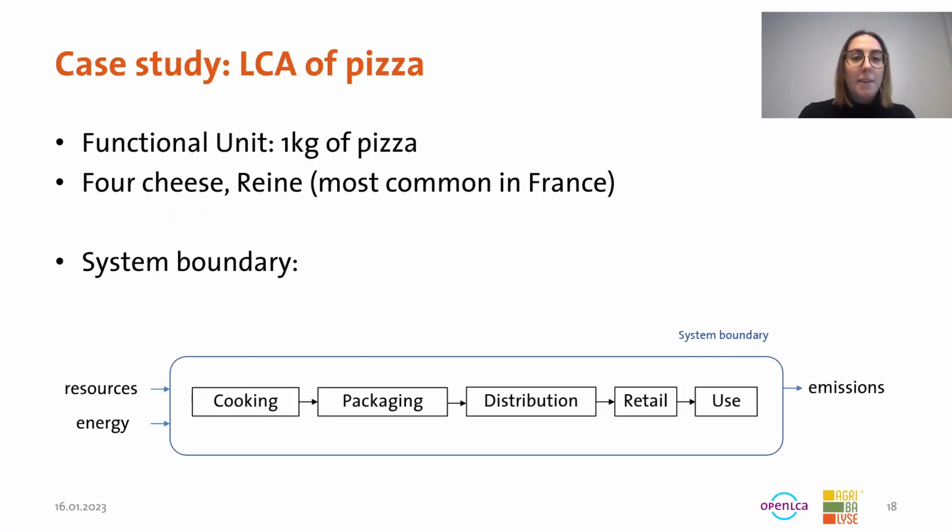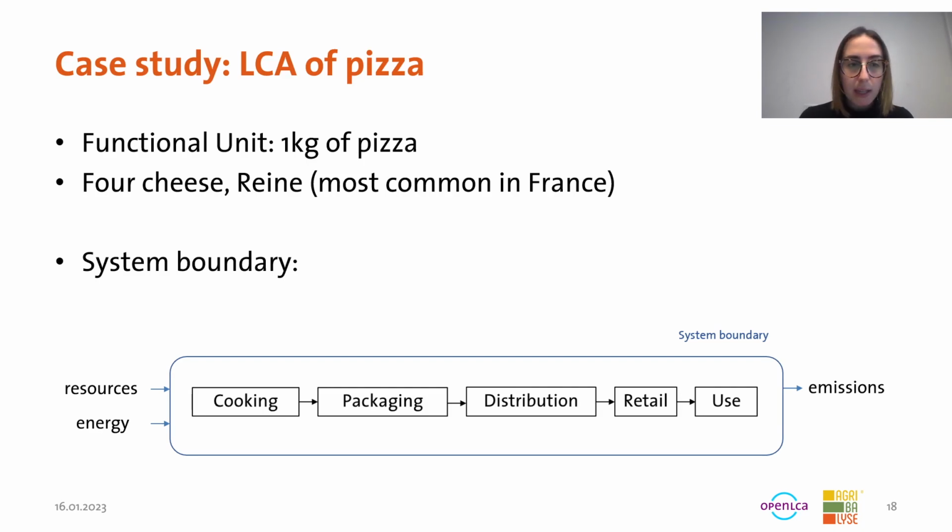So without further ado, let's get into the case study. We will be looking at an LCA of a pizza. The functional unit is 1 kilogram of pizza, and we will be looking at two pizzas, the 4 cheese and the Reine pizza. These are the two most common pizzas in France. And it's a simple case study.